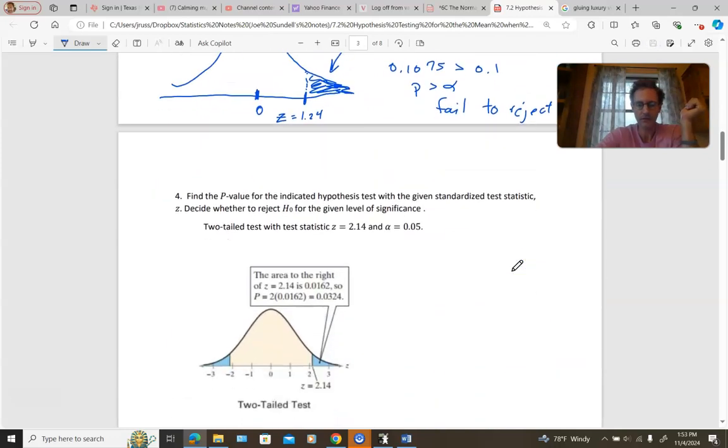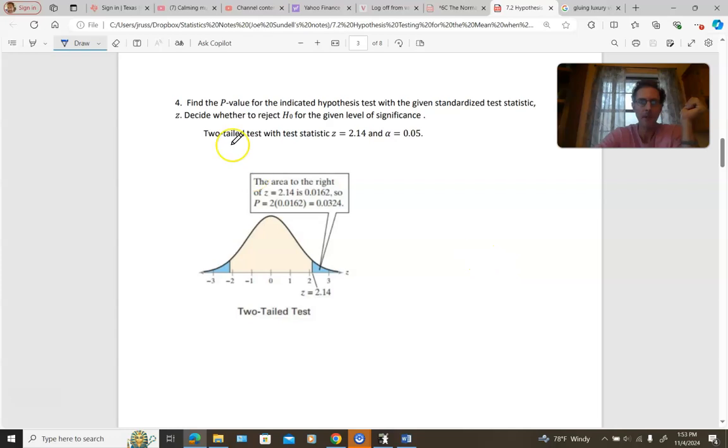All right, let's try example 4. So here we're going to be performing a two-tailed test. It says find the p-value for the indicated hypothesis. Okay, well, I'll go ahead and read it. Hypothesis test with the given standardized test statistic, Z, and then decide whether to reject H naught for the given level of significance. Okay. Well, we'll be performing a two-tailed test, so what we're trying to do is figure out how much area is in both of these tails.